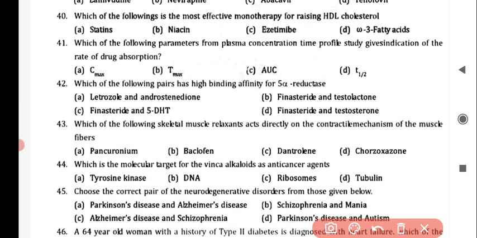Next question is, which of the following is the most effective monotherapy for raising HDL cholesterol? And the correct answer is option B, niacin.